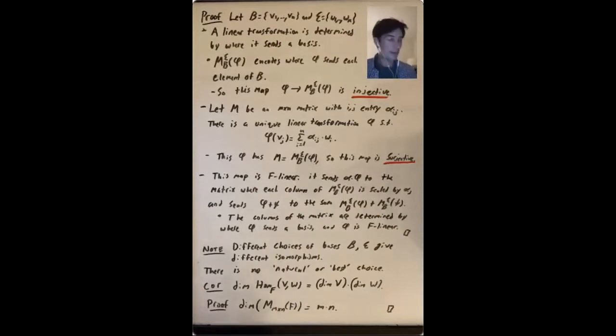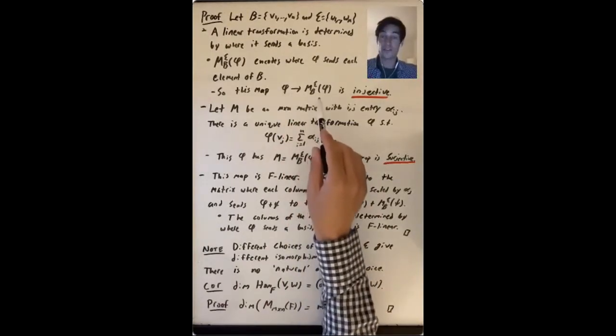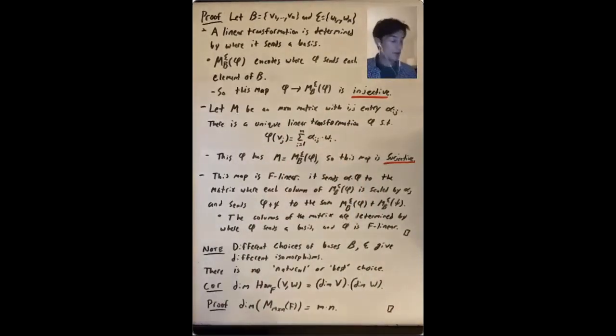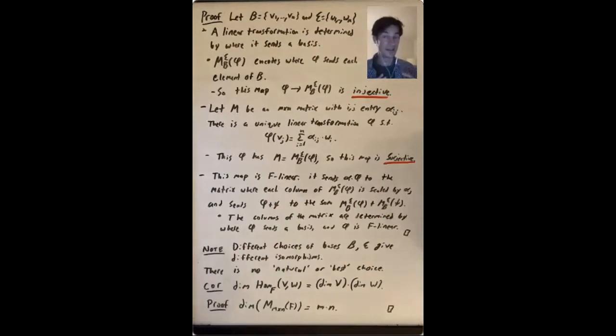So I want to point something out, which is that this isomorphism depended on a choice of bases, one for V and one for W. And if you make a different choice for your bases, the corresponding map is still an isomorphism, but it's a different isomorphism. So different choices of bases give different isomorphisms. There's no natural choice of isomorphism. There's no best choice. So it's just something to keep in mind that there are many, many, many isomorphisms between this space of linear transformations and this space of matrices.